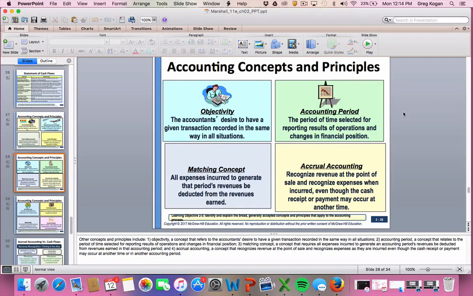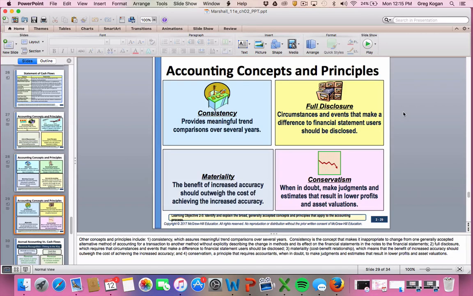The matching concept basically wants to match uses of resources, expenses, with revenues. So whatever you're using has to be matched up with whatever you're generating. And that's the matching principle. It starts creating an atmosphere of cause and effect and of comparative periods as well. Accrual accounting means that you recognize revenue whenever you realize that it will be coming in for sure, and you recognize expenses when you realize the expenditures will occur for sure.